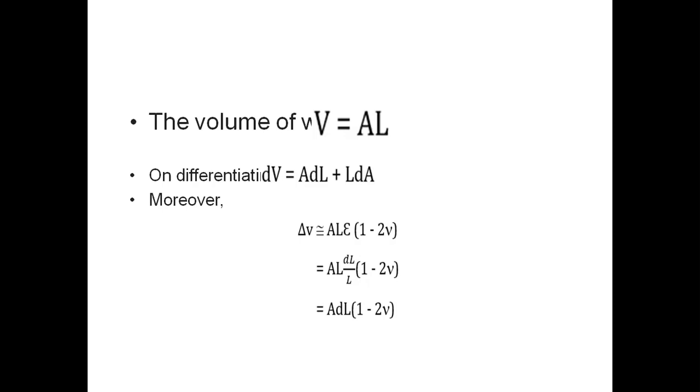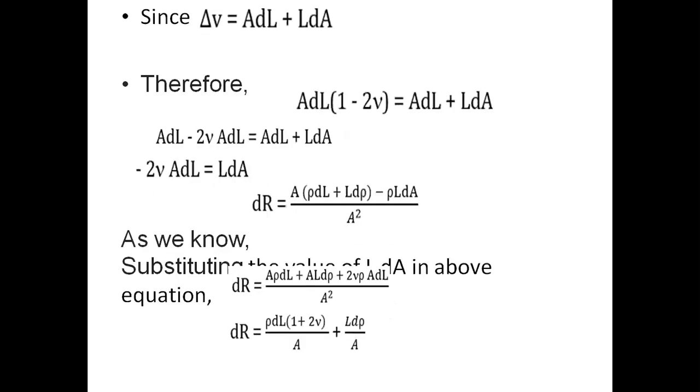Moreover, we'll have dV is equivalent to AL epsilon of 1 minus 2V. So AL of dL by L of 1 minus 2V, which is nothing but A dL of 1 minus 2V. Since dV, what we are applying is A into dL plus L into dA.